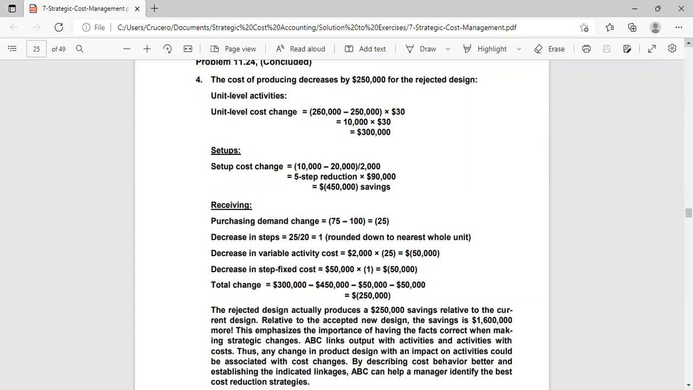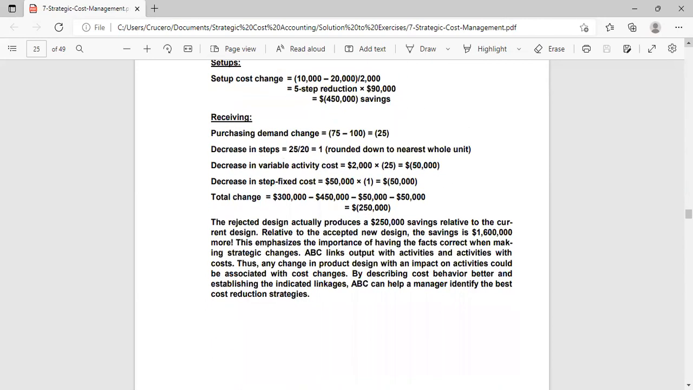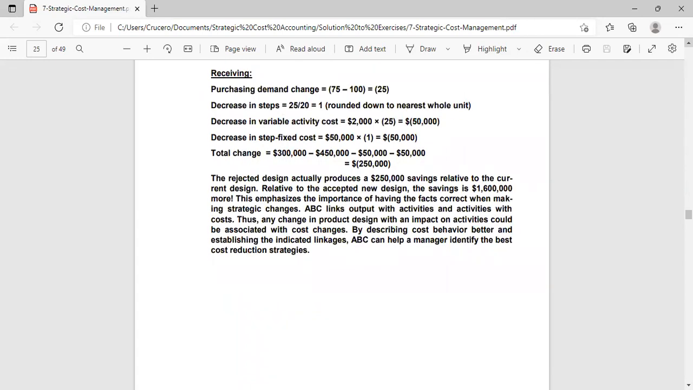Decrease in step fixed cost 50,000, and total change is 300,000 minus 450,000 minus the 250,000. Now the rejected design actually produces a 250,000 savings relative to the current design. Relative to the accepted new design, the savings is 1.6 million more, emphasizing the importance of having the facts correct when making strategic changes.